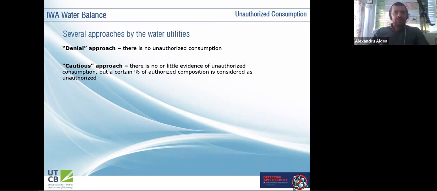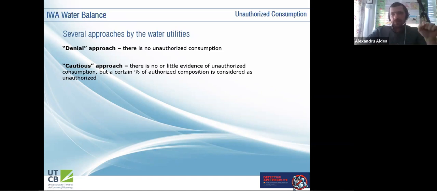Most of the time, the problem you will have is when people make a confusion. They confuse the unauthorized consumption with the meter errors because they are both in the apparent losses, okay? So what they meant was not that people are stealing water, but that they have, you know, high meter error or something like that. In any case, you have to be very cautious with that.